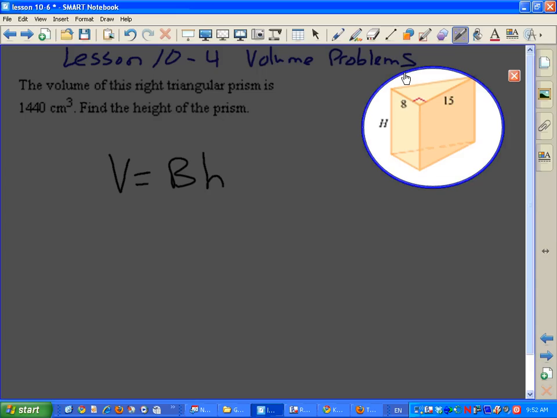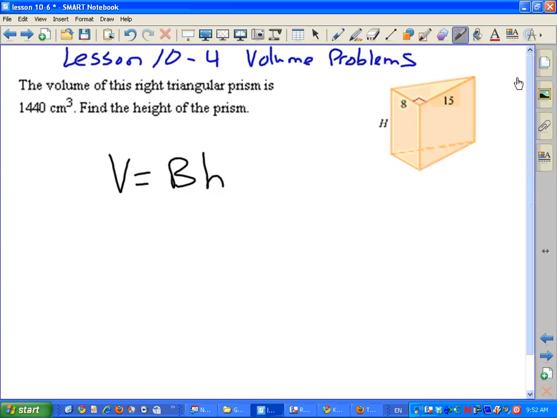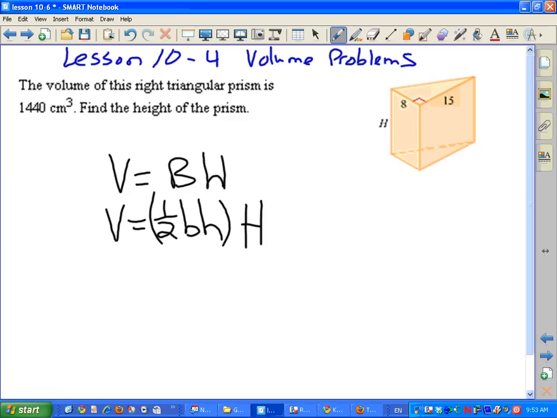Notice that the bases are triangles, so a triangular prism. So let's rearrange our formula over here. Rather than having a capital B, let's have the formula for area of a triangle, which is half times base times the height of the triangle. And then let's multiply that by the height of the whole prism. And so in this case, they give us the volume of this. So it's 1440 cubic centimeters.